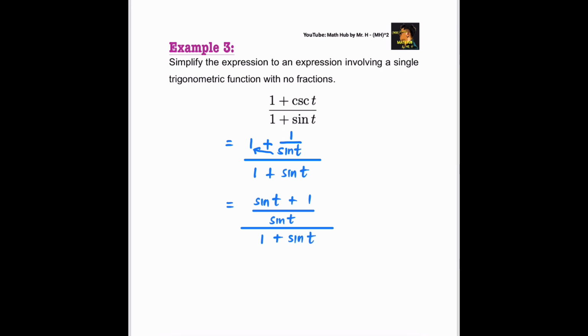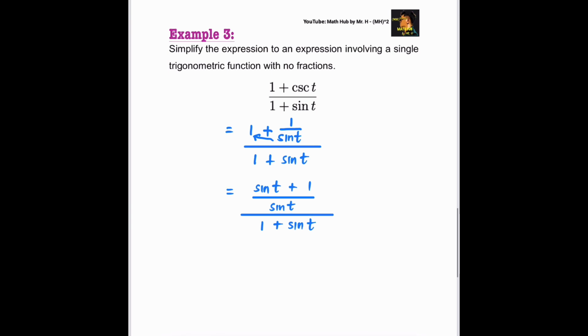All right, and then from here we can proceed with dividing the entire fraction. We can do that by taking the numerator first. So we have sine t plus 1 divided by sine t. And then for the denominator, which is 1 plus sine t, we get the reciprocal of that. And from division, we switch to multiplication.